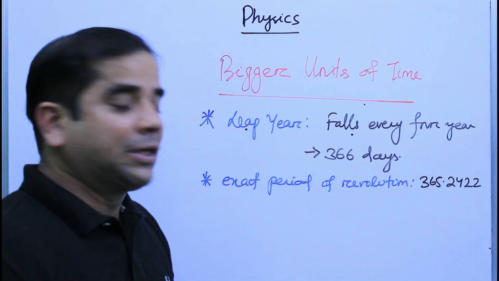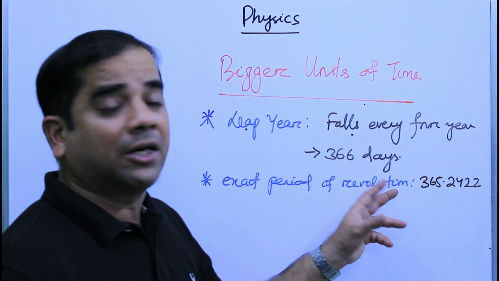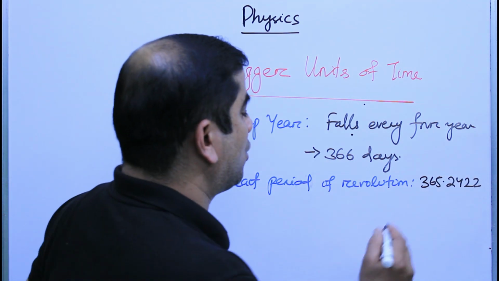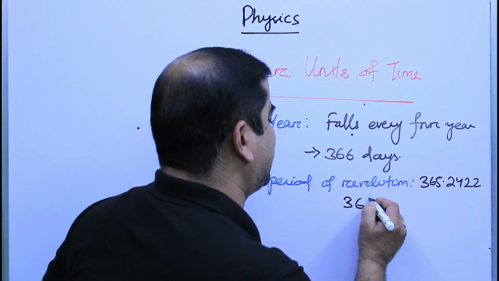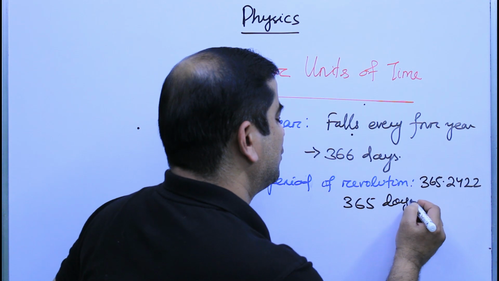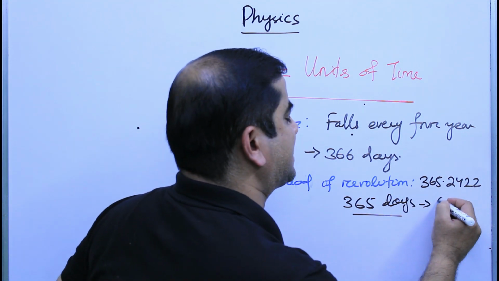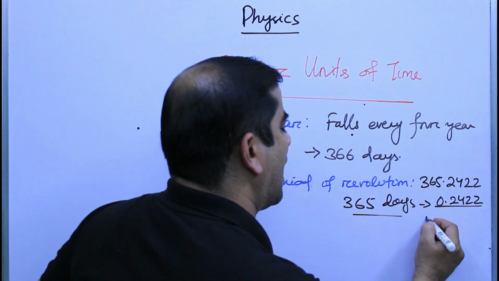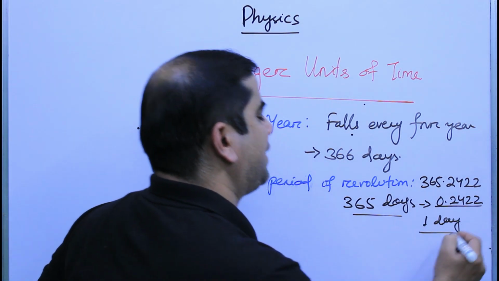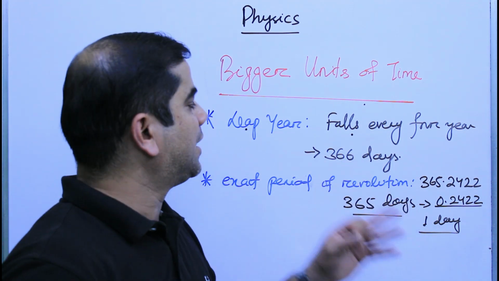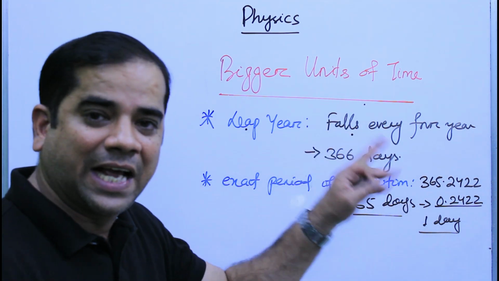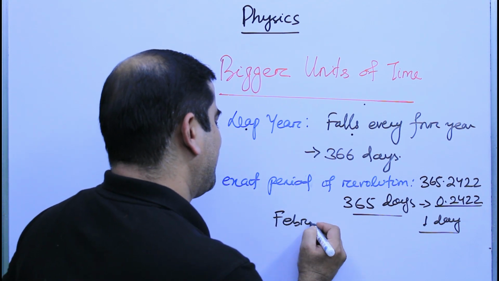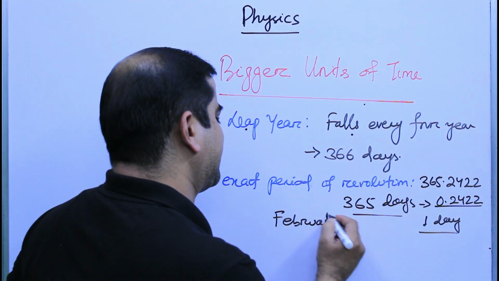Why does it happen? Because the exact period of revolution of Earth around the sun is 365.2422 days. But we consider it as 365 days. So every year there is an extra amount of 0.2422, which amounts to 1 day in every 4 years. That is why every 4 years the number of days is 366 days, and that is included in the month of February, as we have already discussed.